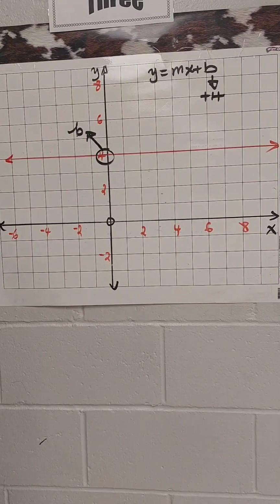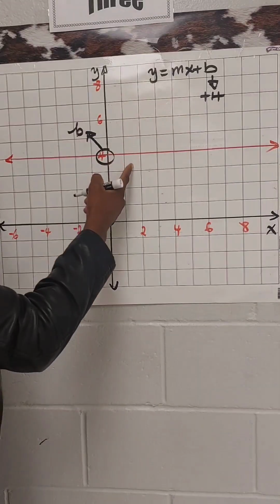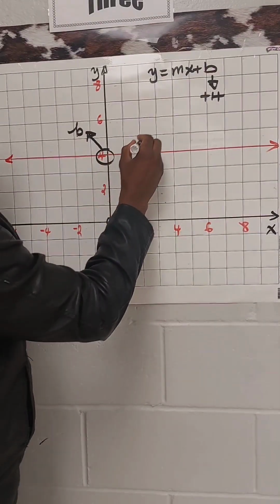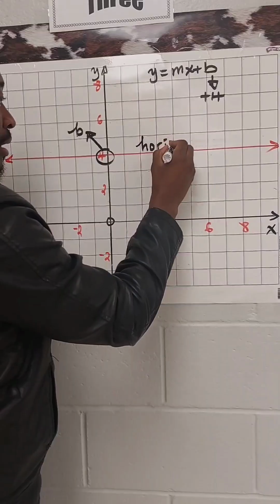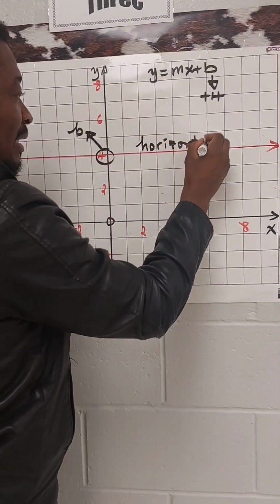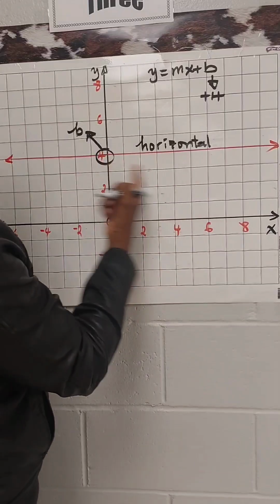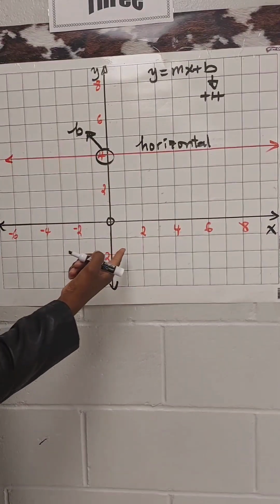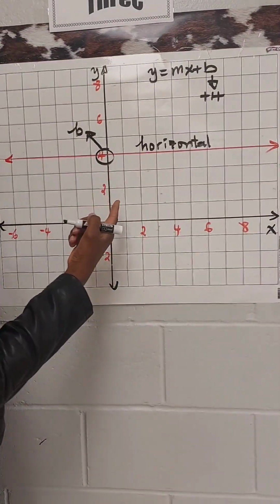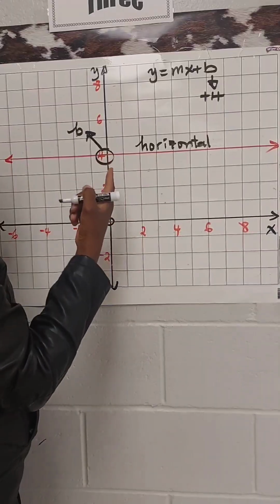The next thing now is the slope. This line is a horizontal line. It looks like the x-axis. The x-axis is down here. It's different from the x-axis, but it looks like the x-axis. It's parallel to the x-axis. It's a horizontal line.